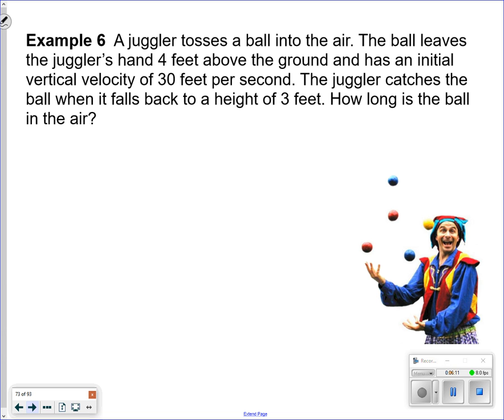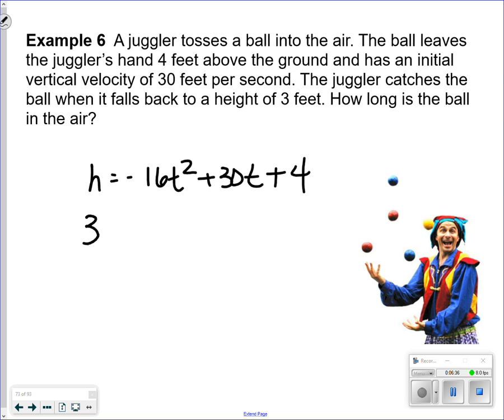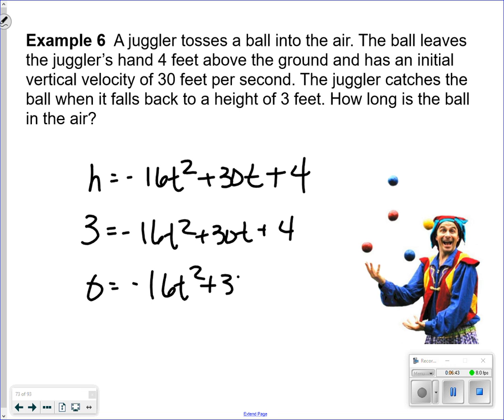A juggler tosses a ball in the air. The ball leaves the juggler's hand 4 feet above the ground. So there's your h sub o. And it has an initial vertical velocity of 30 feet per second. So h equals negative 16t squared plus 30t plus 4. Find when the ball falls back to a height of 3 feet. So I need this to be 3. Make it equal 0. And now use the quadratic formula.